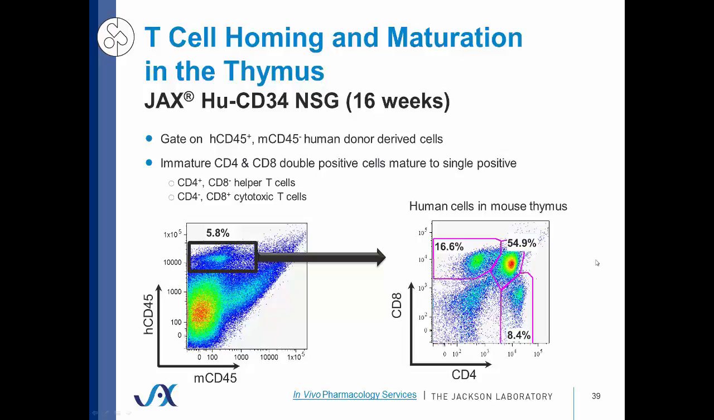In the graphic shown in the lower right-hand corner, we show that classic bird-like representation that I talked about earlier. In the upper left, we see the functionally mature single positive CD8 T cells, and in the lower right we see the functionally mature single positive CD4 T cells. So indeed the immature T cells are going to the mouse thymus and becoming functionally mature in these recipients.